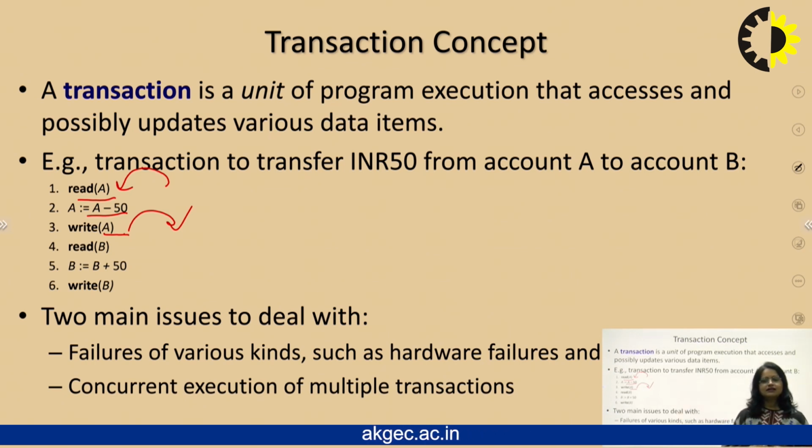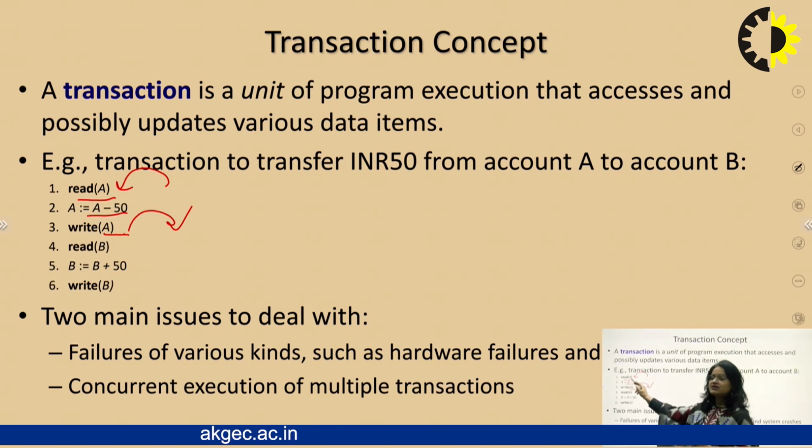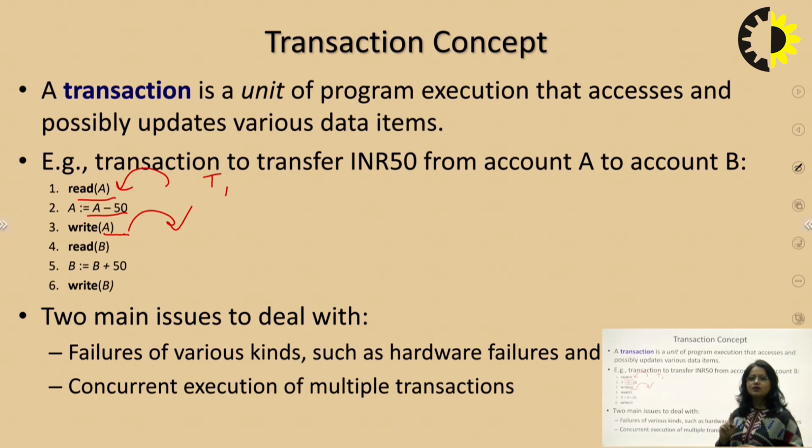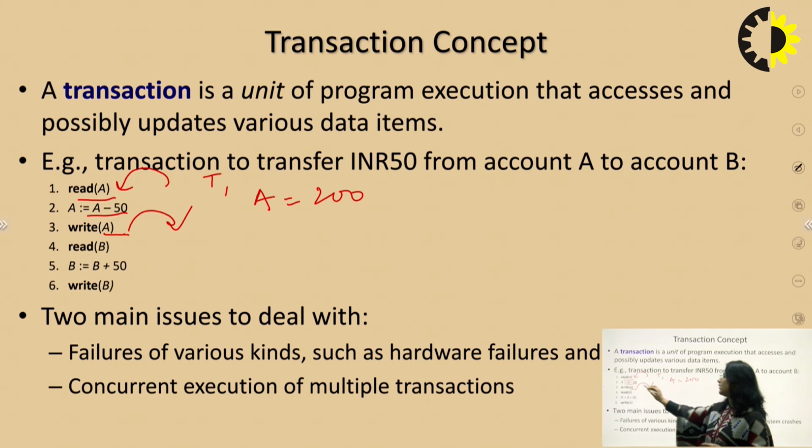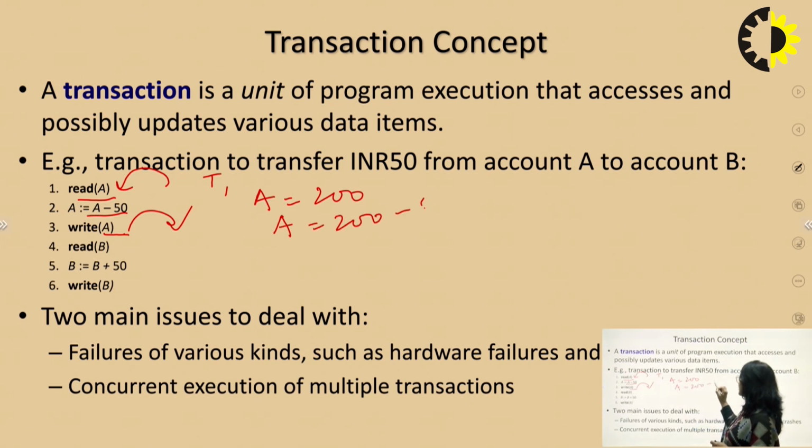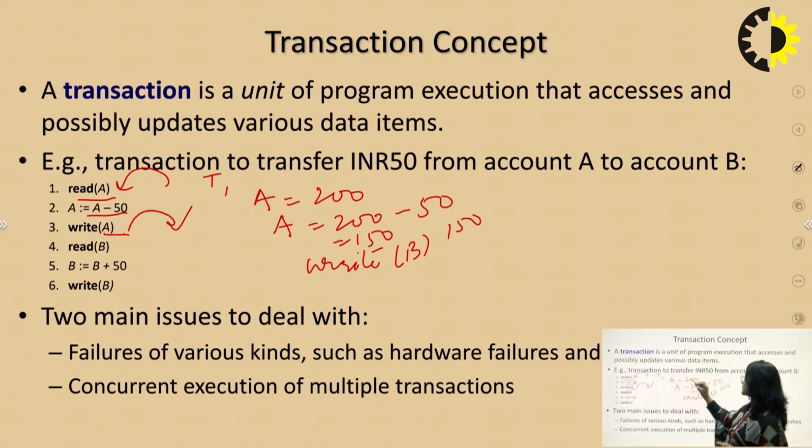To understand the transaction, let's take an example. Suppose this is transaction T1. We read A, a read operation on data A, getting the value from the database. Suppose the amount of A is 200. Now A = A - 50, so 200 minus 50 gives 150. This value is in the local buffer. To save it in the database, we do write A, so the value of A, earlier 200, is now 150.